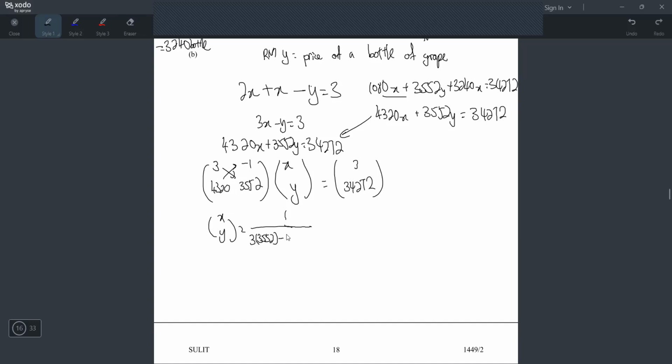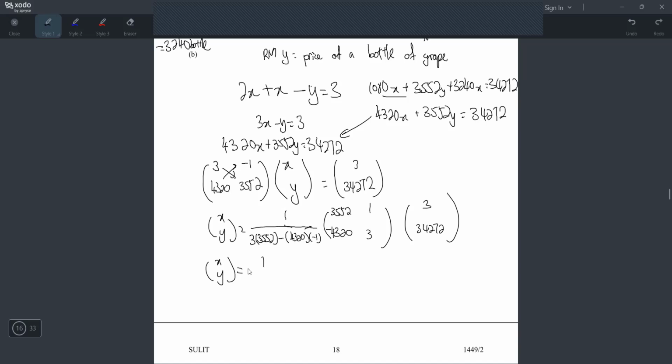So I'll write 4320 in a bracket, and then -1 in a bracket. And then open another bracket. Earlier you took 3 times 3552 first, right? That one has to be swapped. So it becomes 3552, 3. And then this one doesn't need to be swapped, but you have to change the sign. Change the sign means -1 becomes +1, positive becomes negative. 4320. And don't forget there is still a 3 and then 34272. Okay, here will be XY.